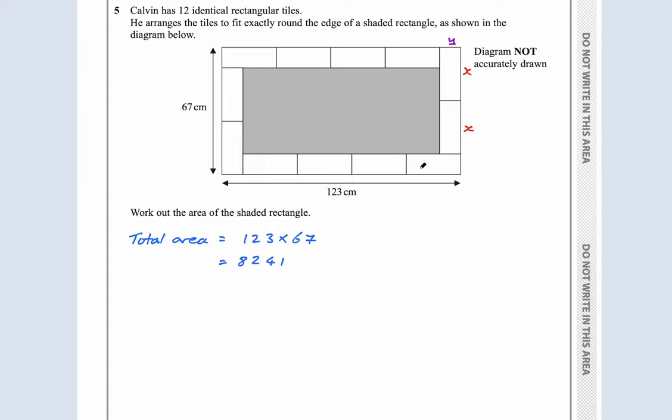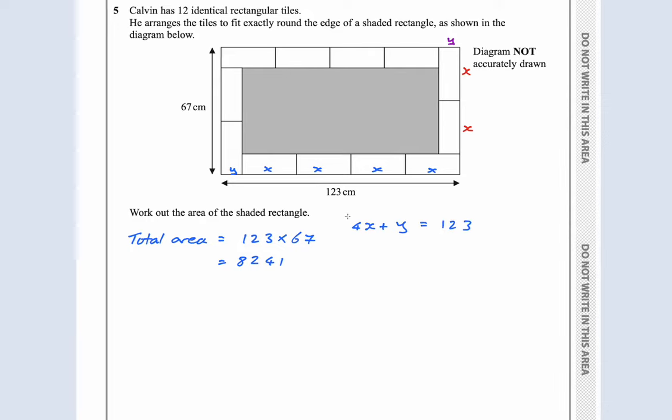That means I'm going to actually create two equations here. So the length, this length here is x. Well, it's 1, 2, 3, 4. There's 4 x's. X plus x plus x plus x and a y. So this length here is 4x plus y, and it equals 123. So that's my first equation. 4x plus y equals 123.